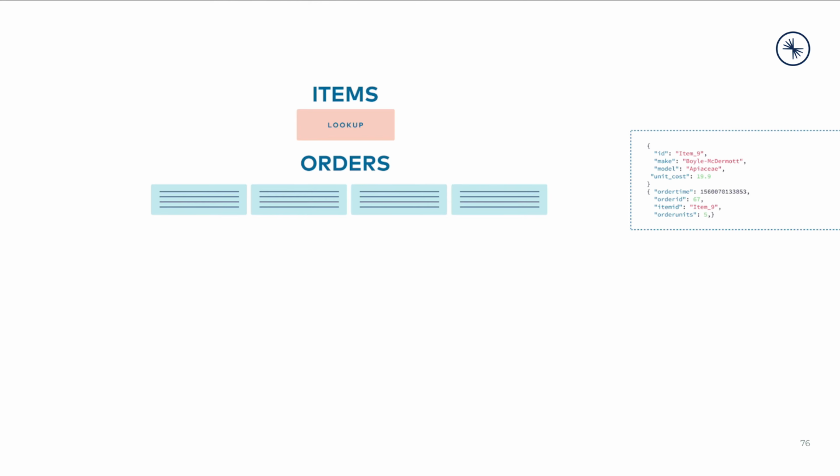This information is in a separate topic and could be populated directly by a producer, but more likely it's been ingested into a Kafka topic using Kafka Connect, which we will cover in more detail in another course. Connect brings in the information from an external system, such as a relational database.